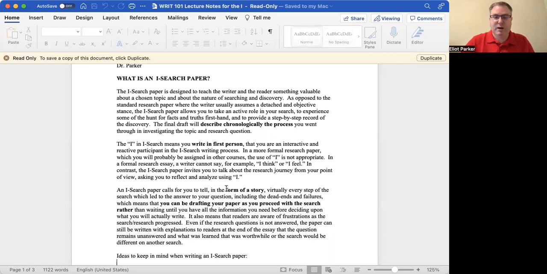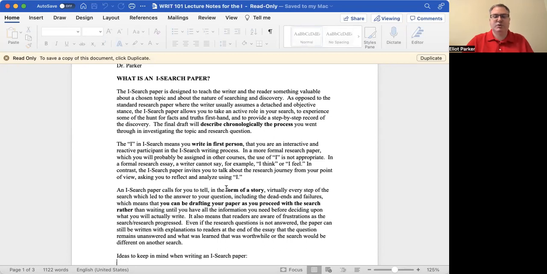The final draft will describe chronologically the process you went through in investigating the topic and the research question. The I in iSearch means you can write in first person, that you're an interactive and reactive participant in the writing process. In a more formal research paper, which you'll probably be assigned in other courses, the use of I is often not appropriate. In a formal research essay, a writer cannot say, for example, I think or I feel.